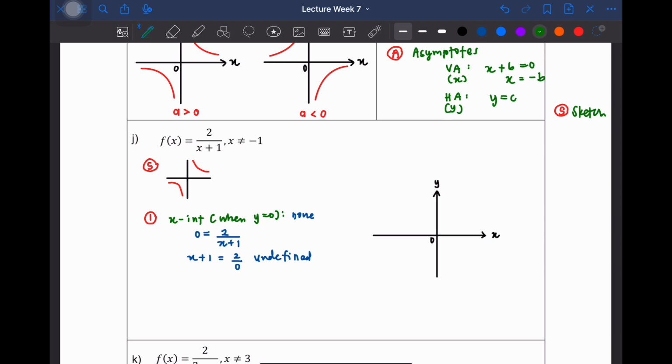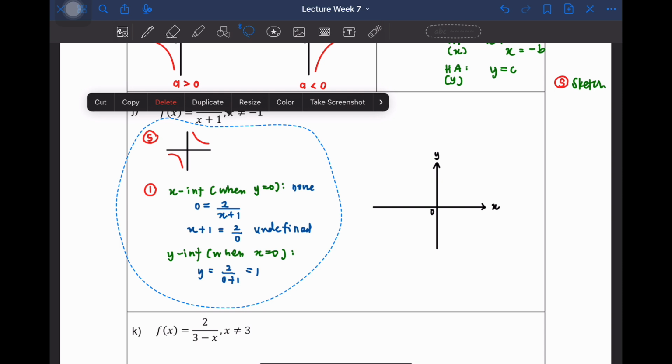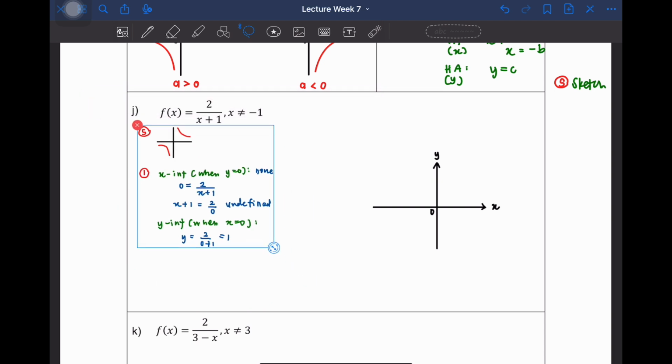Okay, and then for y-intercept pula. So for y-intercept when x is equal to 0. Okay, so kita akan buat y is equal to 2 over 0 plus 1, which is equal to 2. Okay, so y-intercept kita adalah 2. Settle. Okay, and then next step kita adalah kita nak kena determine kita punya asymptotes.